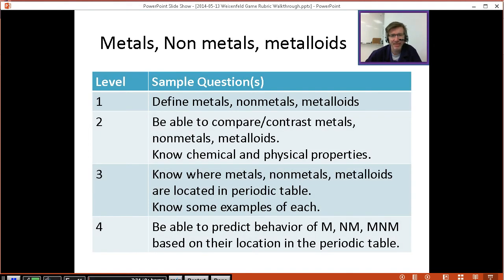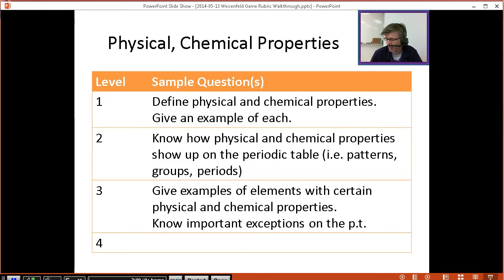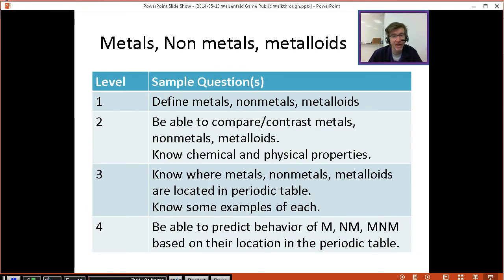Metals, nonmetals, metalloids. We're on line 1, 2, 3, 4, 5. What you've got is be able to define what a metal is, what a nonmetal is, what a metalloid is. Where are those on the periodic table? Compare and contrast metals. What is similar? What is different about them? Know some chemical or physical properties.